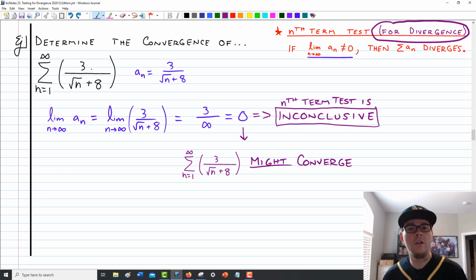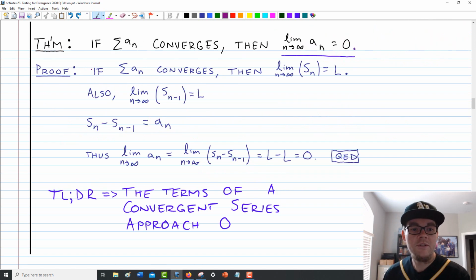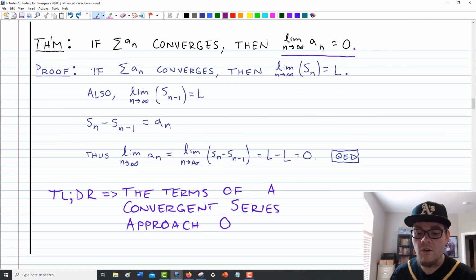So please be very careful. Make sure that you're only using the nth term test to determine divergence. In those situations where you get 0, unfortunately, it just means you have a candidate to converge. Unless, of course, it's geometric, in which case we have other tools that we can look at. So having said that, this is the nth term test. As we saw, it starts with a theorem that makes some pretty good intuitive sense, which is that if a series converges, then its terms have to go to 0.